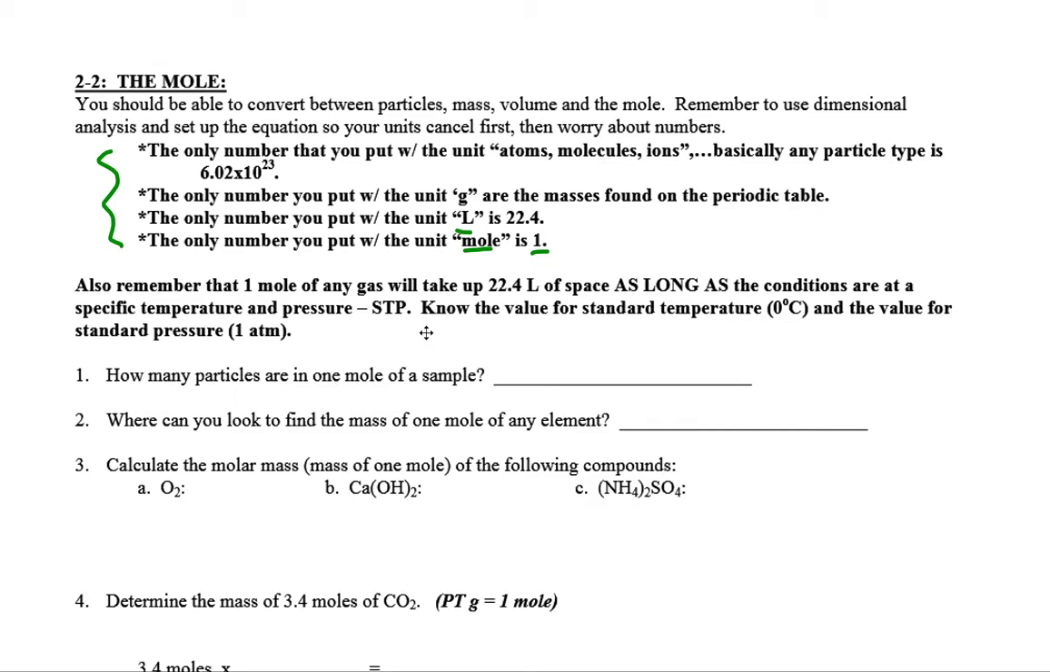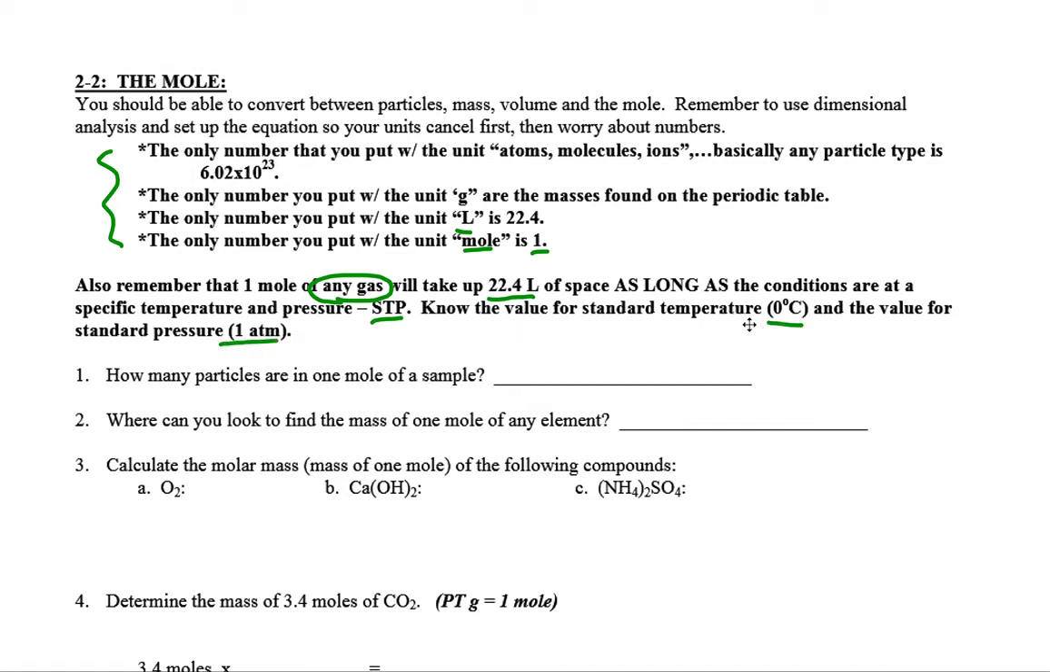The other thing you have to remember is that 1 mole of a gas, if it's a liquid, you can't use this. If it's a solid, you can't use this. It's only for gas. 1 mole of any gas takes up 22.4 liters of space as long as the conditions are certain things. We call these STP, specific temperatures and pressures. They're the standard values. So standard temperature is 0 Celsius and the standard pressure is 1 atm.